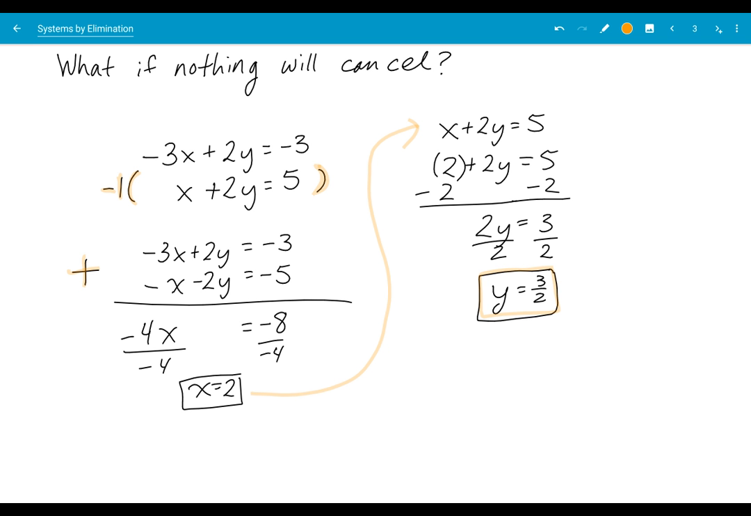So again, if nothing will cancel, you have a method. You multiply one of the equations by a number that will allow something to cancel.